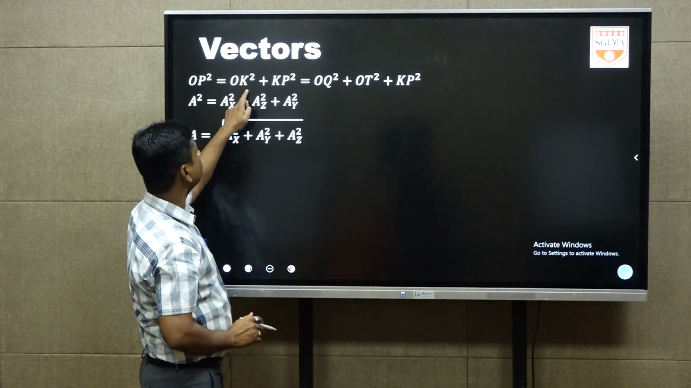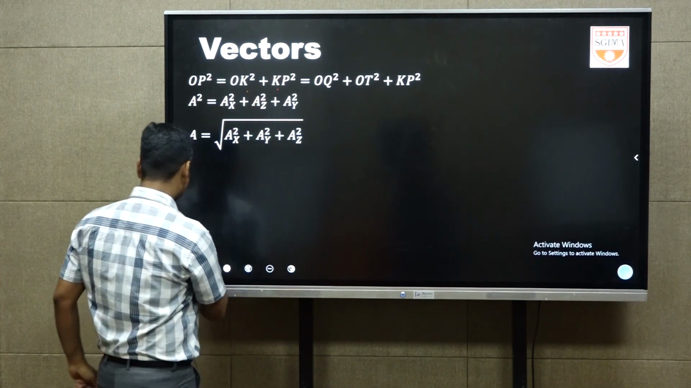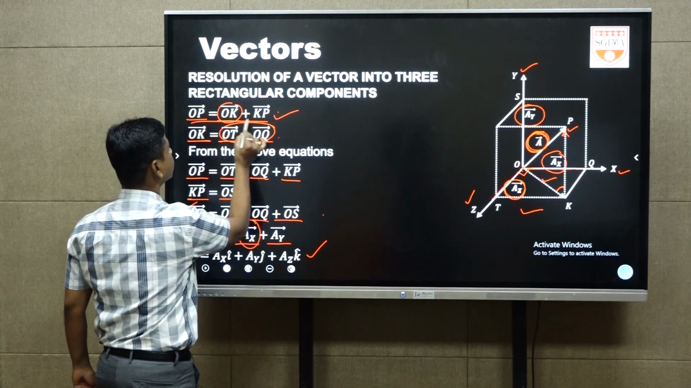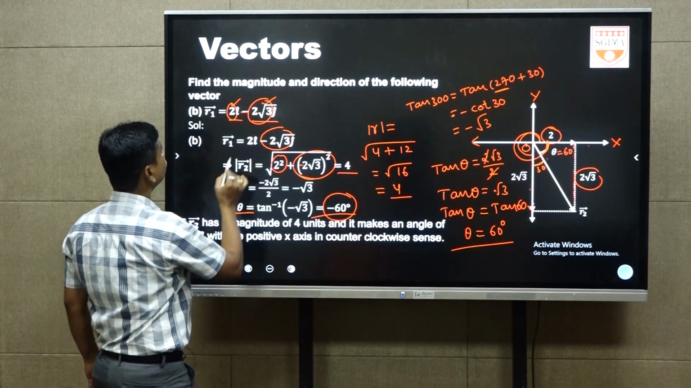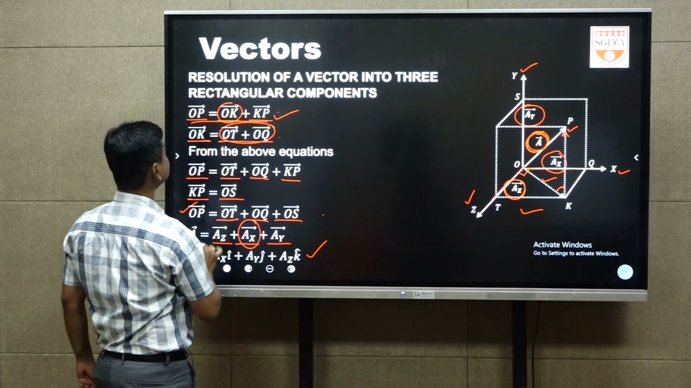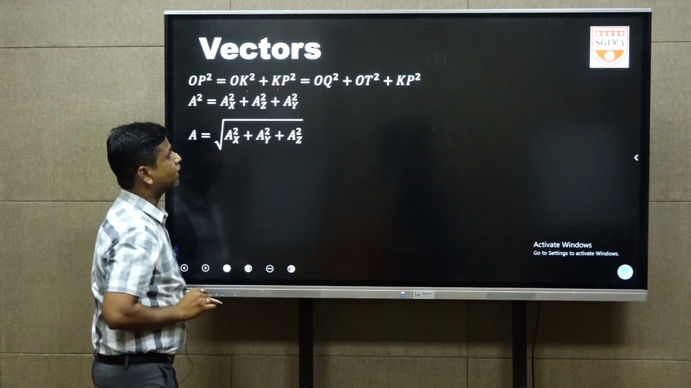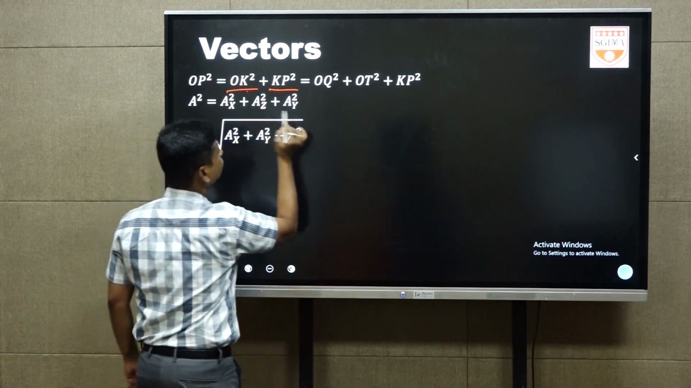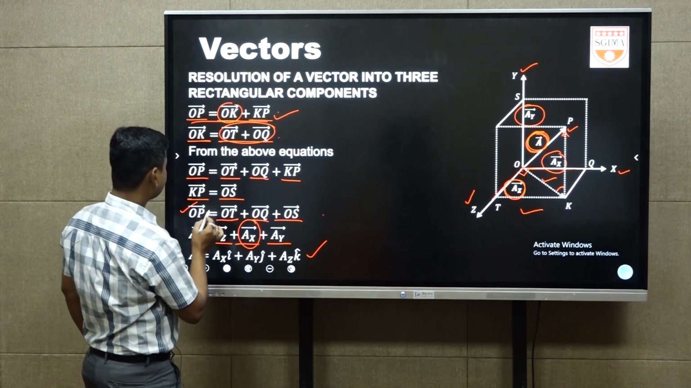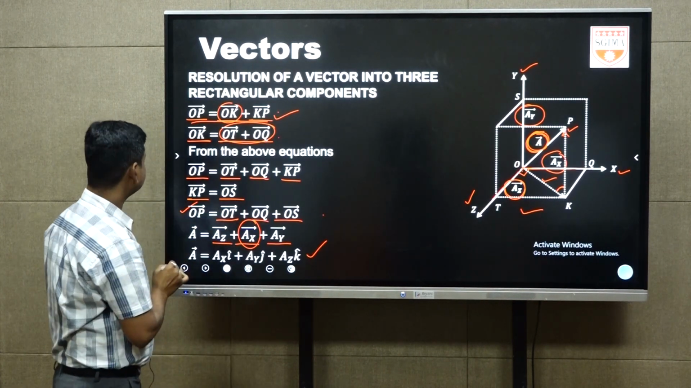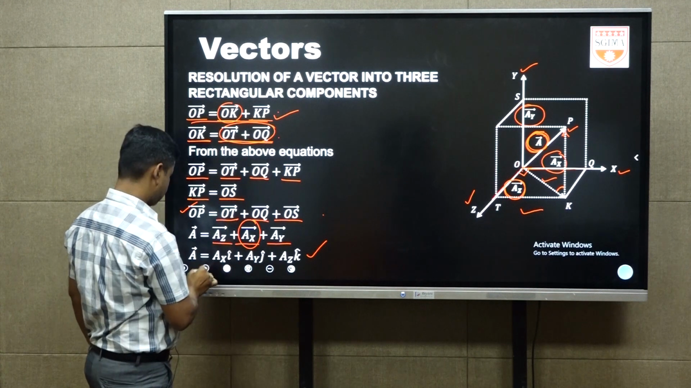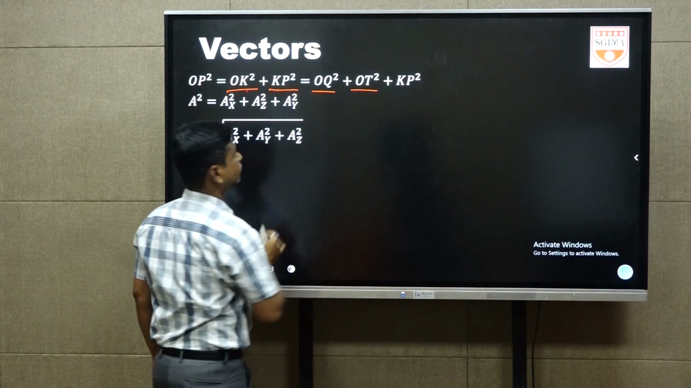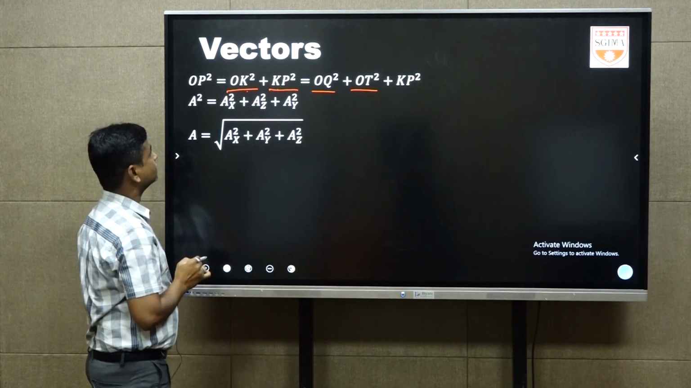Here OP square equals OK square plus KP square. From this equation, OP square equals what? OK square plus KP square. Here KP equals OK, which is OT plus OQ. That's why OQ square plus OT square is taken, again next to KP square as it is.